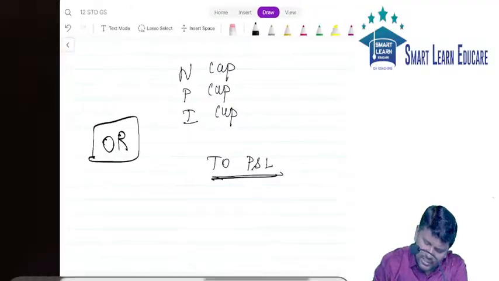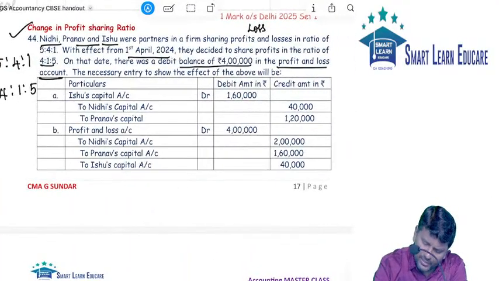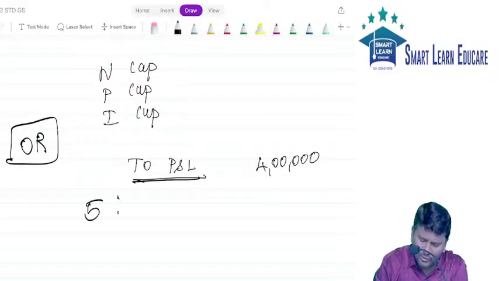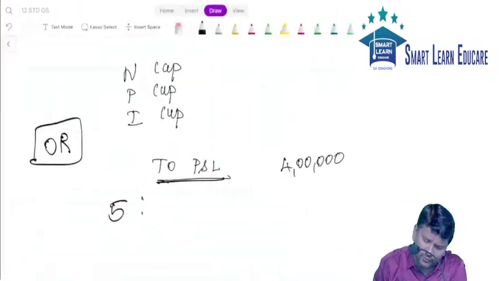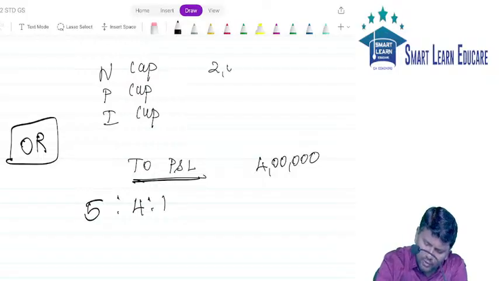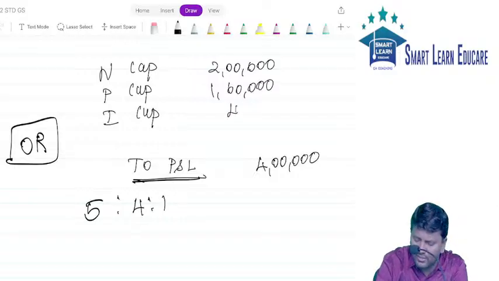How much P&L do we have in total? We have a debit balance of 4 lakh. This 4 lakh should be transferred in the old ratio, 5:4:1. 4 lakh divided by 10 is 40,000. 40,000 into 5 will give you 2 lakh. 40,000 into 4 is 1,60,000. 40,000 into 1 is 40,000.